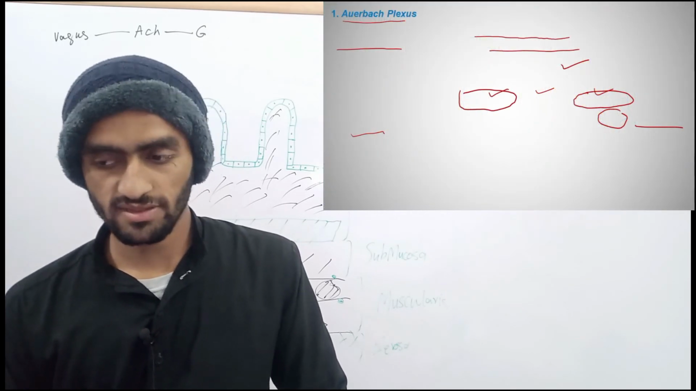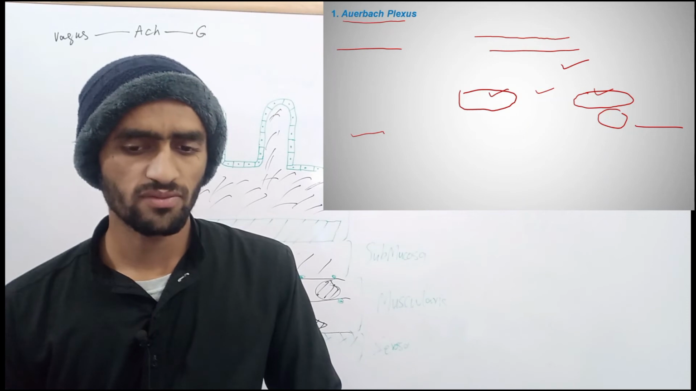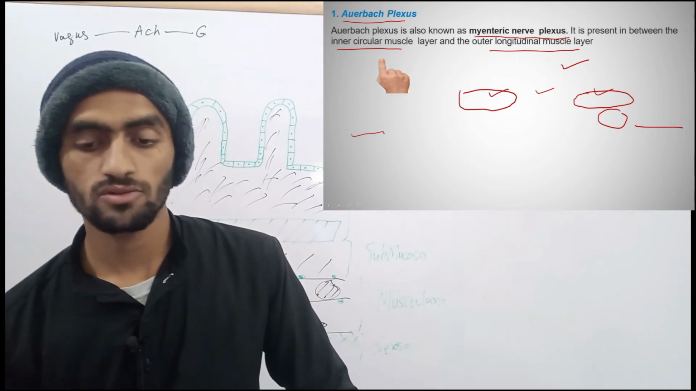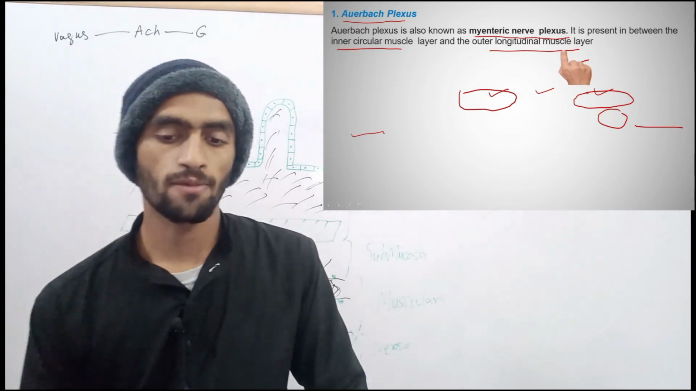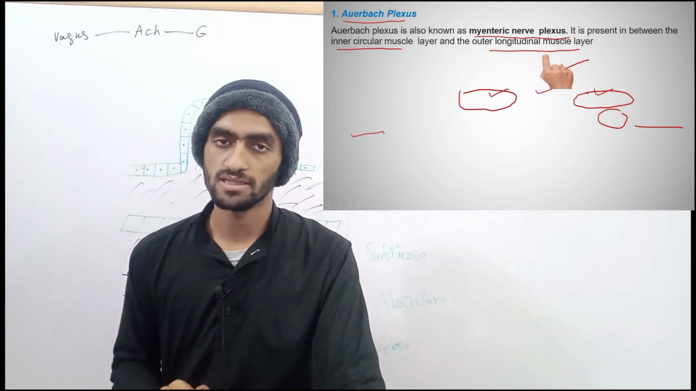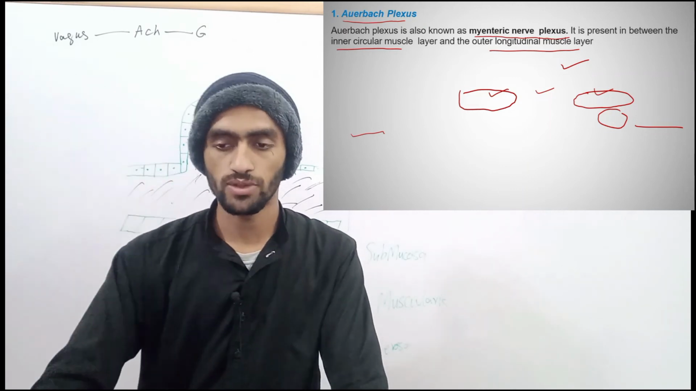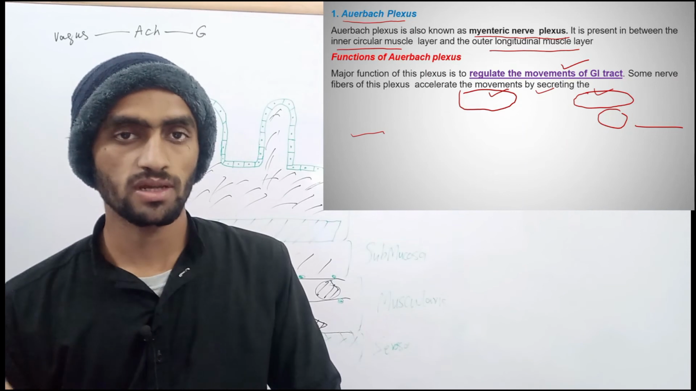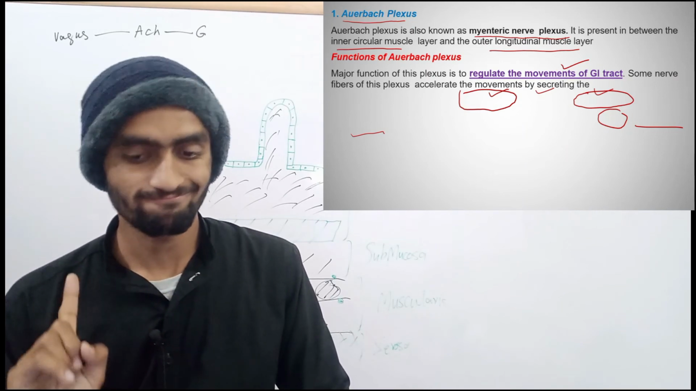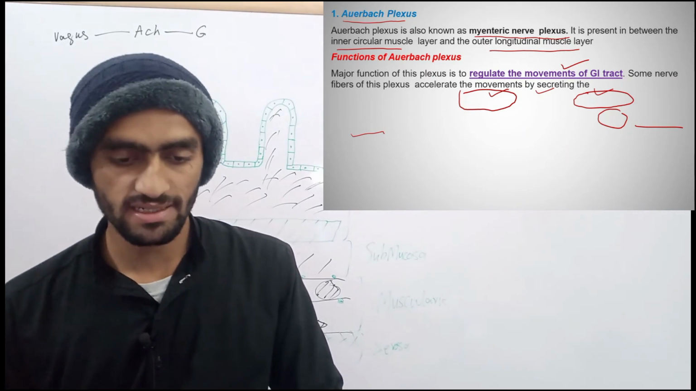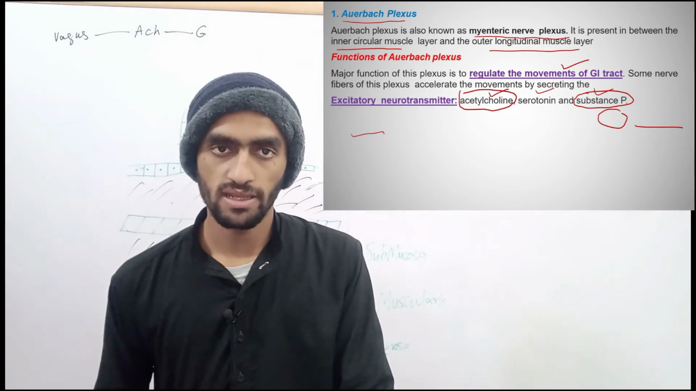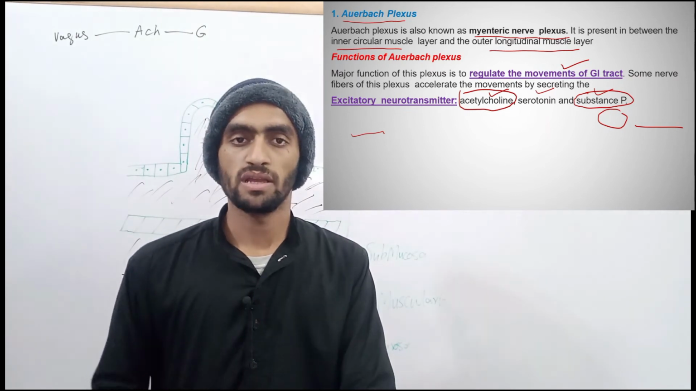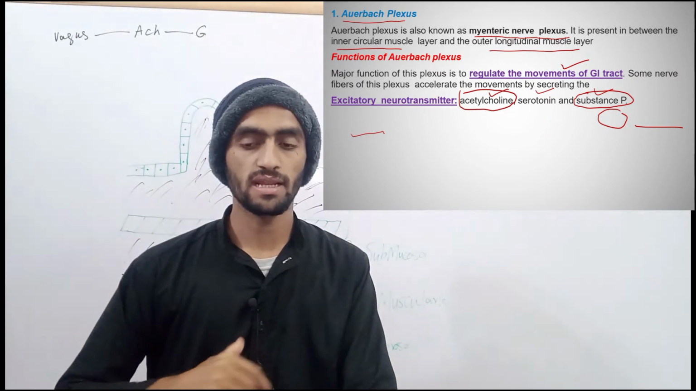And the enteric nervous system, the myenteric nerve plexus. It has two layers, inner circular and outer longitudinal. Between these, the myenteric nerve plexus is present. Function of the myenteric plexus is muscle motility, regulating the movement of the GIT. The important thing here is the nature of the neurotransmitter, whether it may excite or it may inhibit.